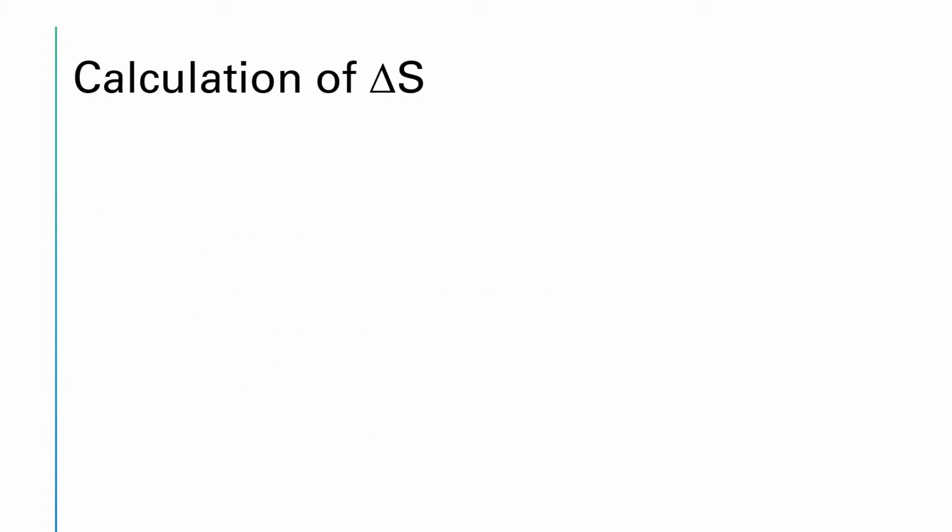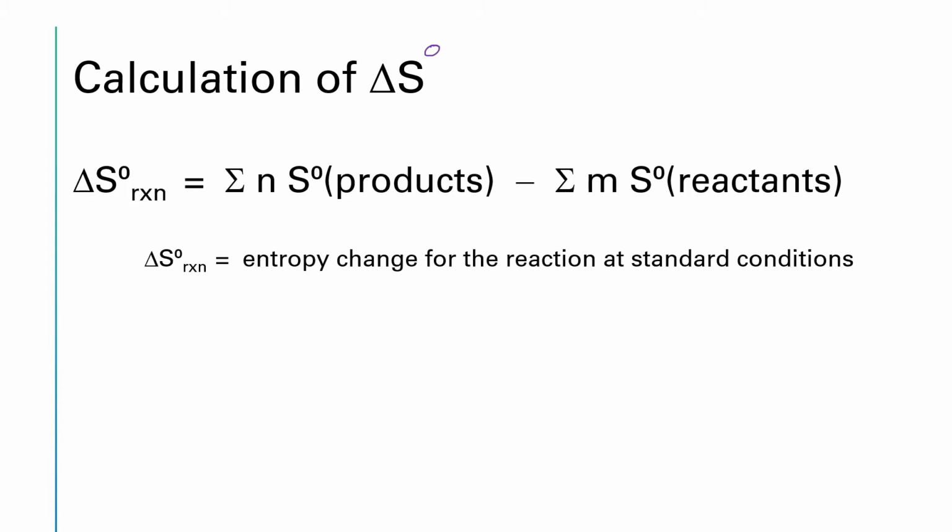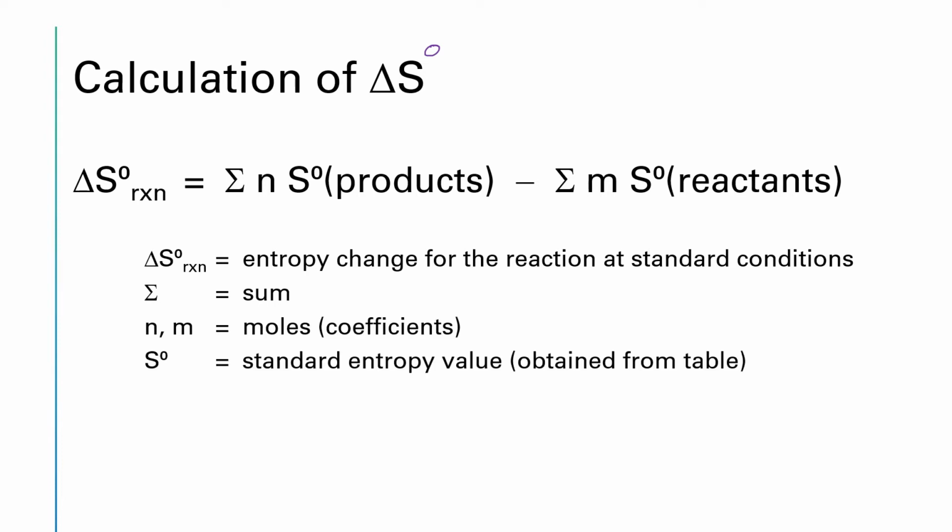All right, let's look at the calculation of delta S naught. We can do it pretty much the same way that we did the delta H in Gen Chem 1. We have a very similar equation. We're going to take the coefficients times the standard entropies for the products and add all of that up. And we'll take the sum of the coefficients times the standard entropies of the reactants, add all of that up, and then take products minus reactants.